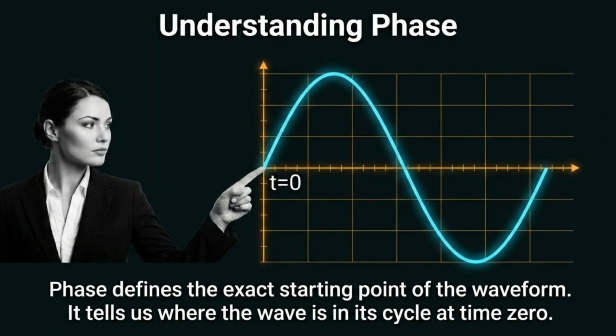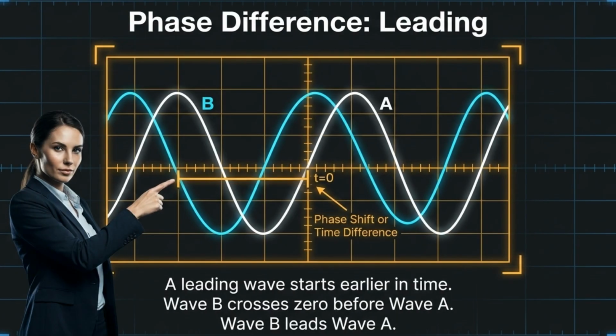Phase is crucial for understanding AC circuits. It defines the exact starting point of a waveform, indicating exactly where the wave sits in its cycle at time zero. When comparing two waves, we observe phase difference.